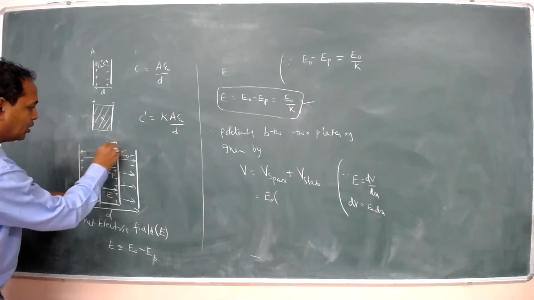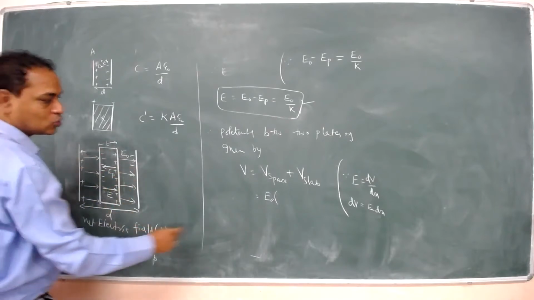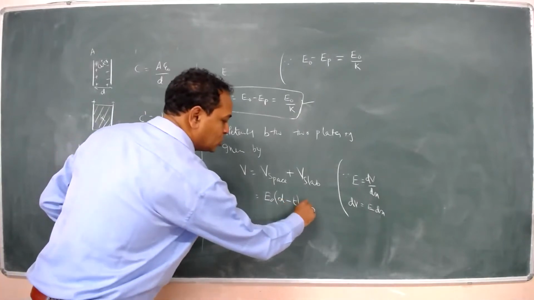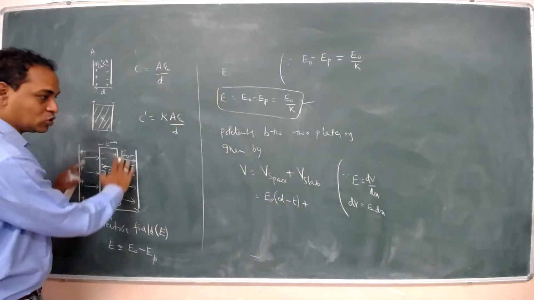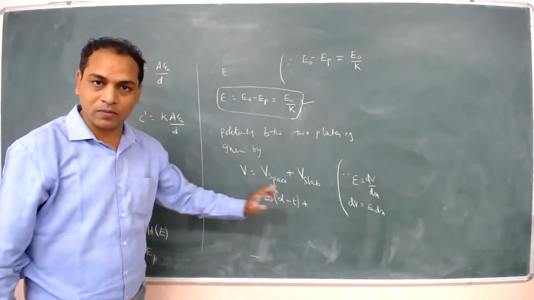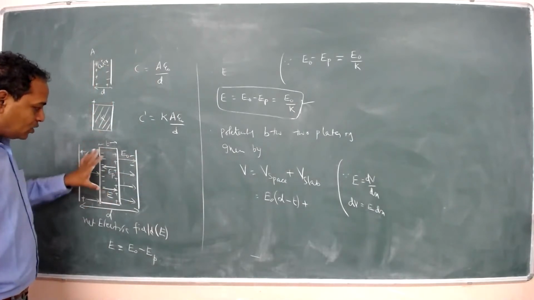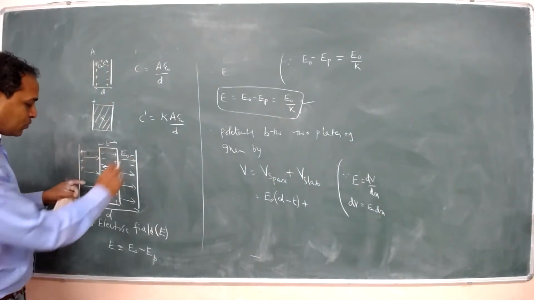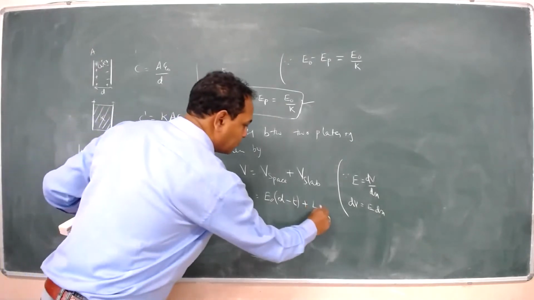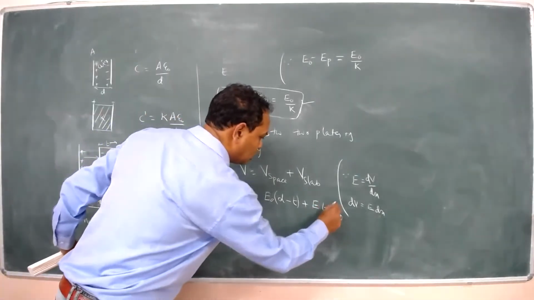The thickness of the slab, say that is t. Therefore d minus t will give the empty space. This is the potential in the empty space: E0 into d minus t. Plus, what is the potential in the slab? In this slab, what is the electric field? That is E. And what is the slab thickness? That is t. E into t.